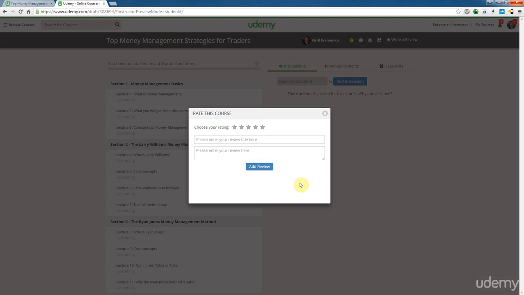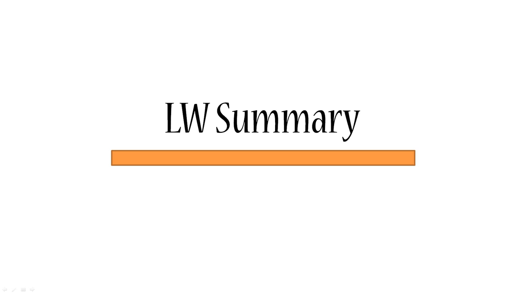And now let's jump straight back into the Larry Williams method summary. Okay, so summarizing the Larry Williams method, let's start talking about the advantages first. The main and the biggest advantage is exponential growth of your balance. The Larry Williams money management method achieves its main goal, and that's converting your linear balance growth into exponential balance growth. So it does that very effectively and very well.